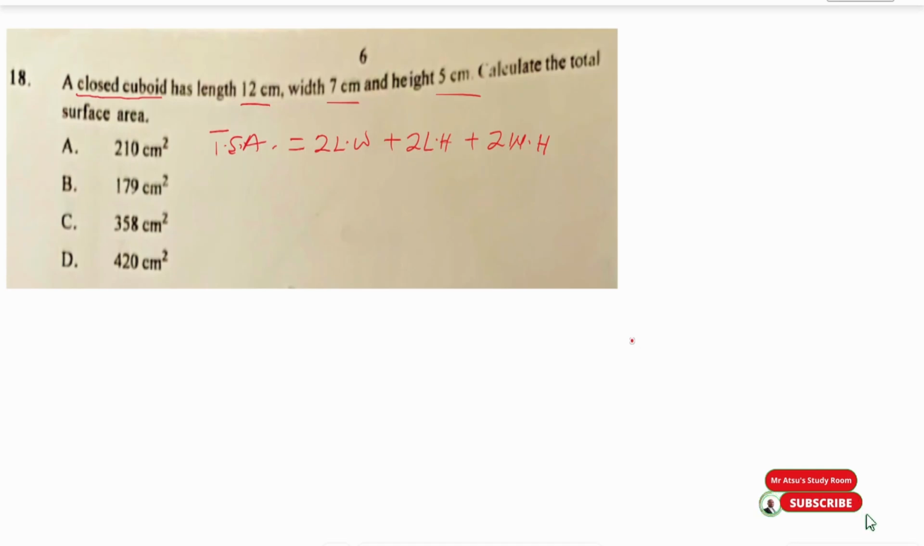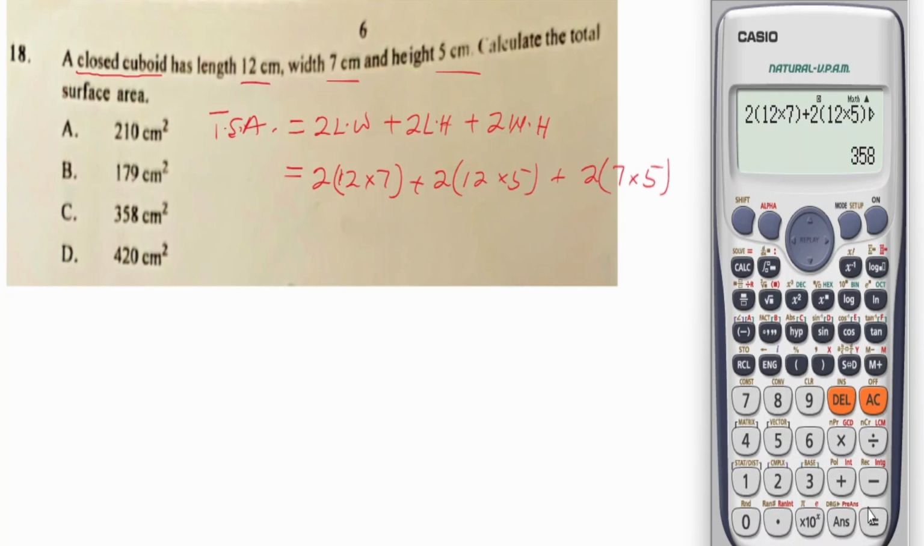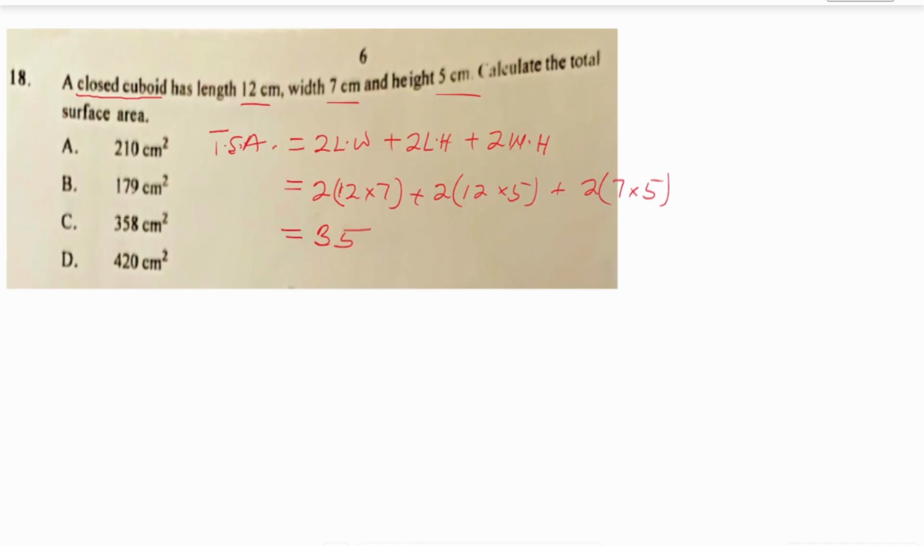Now seeing this, let's substitute the numbers in to get 2 multiplying the length, 12 times 7, plus 2 multiplying 12 times 5, plus 2 multiplying 7 times 5. Putting that into a calculator, we are going to have 358. So this will be equal to 358 square centimeters, and that is option C. We go to question 35.